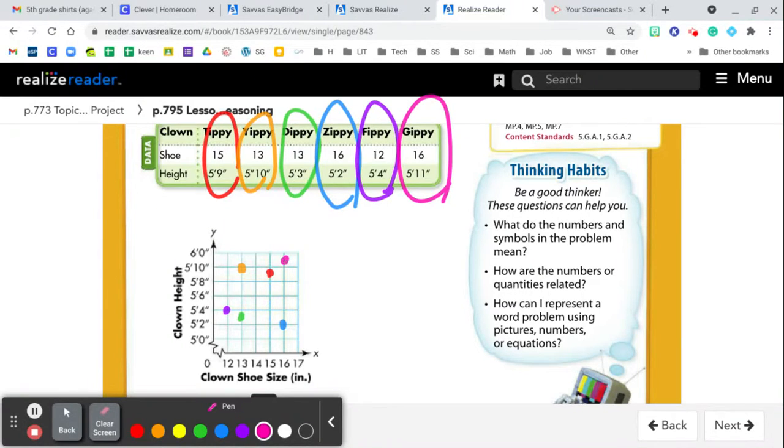So what we're looking for is clowns that, go back here, need to have a shoe size that's less than 15 inches. So we don't want anything more than 15 inches. So only these 3 clowns are in the running. And then our second criteria, we want the clown to be shorter than 5 foot 8 inches. So shorter than 5 foot 8 inches would be these 3 clowns. So the only 2 clowns that overlap are right there. So we're talking about Fippy and Dippy. They're the only 2 clowns that'll fit our criteria.